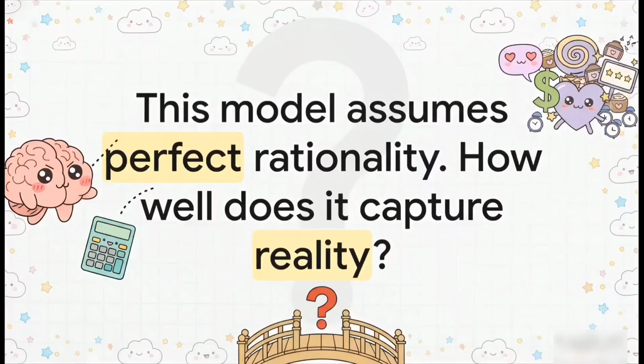And all of this leaves us with one final and really important question. This entire beautiful model is built on the idea of a perfectly rational human. But we all know that in real life, we're messy, we're emotional, we're influenced by advertising and just plain old habits. So while this model is an incredible tool for understanding choices, the big question is, where does it fall short? And how does the messy reality of being human change the whole equation?